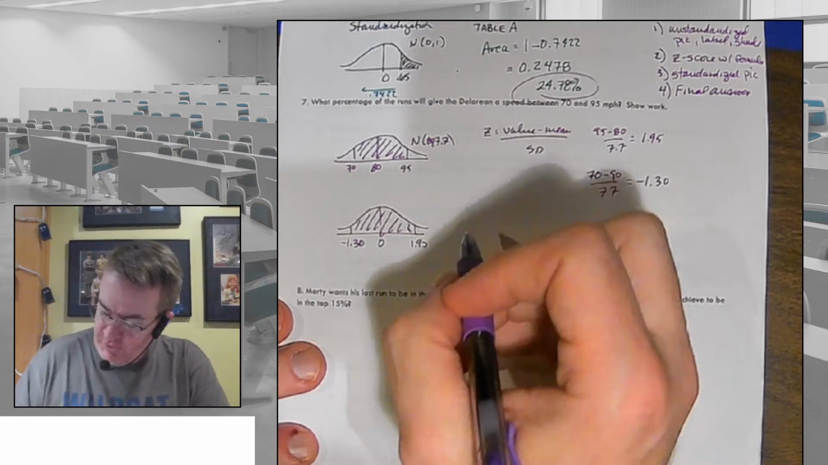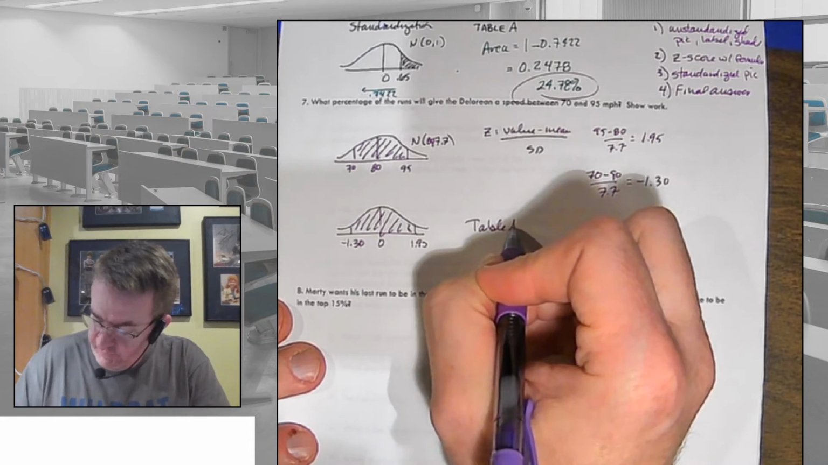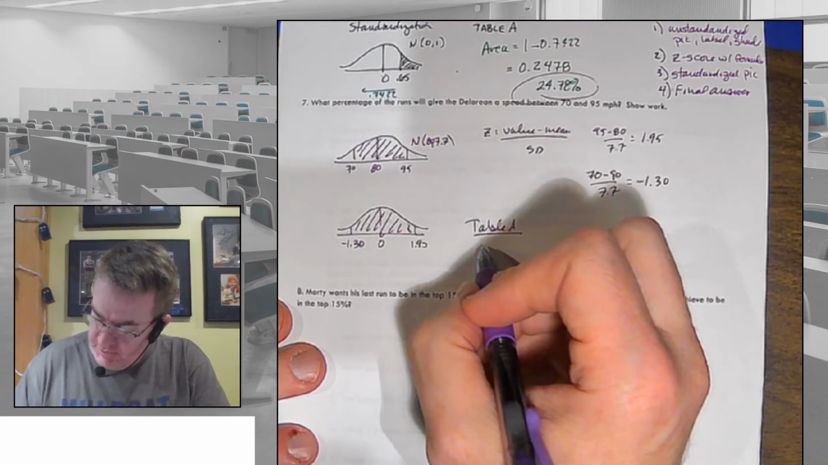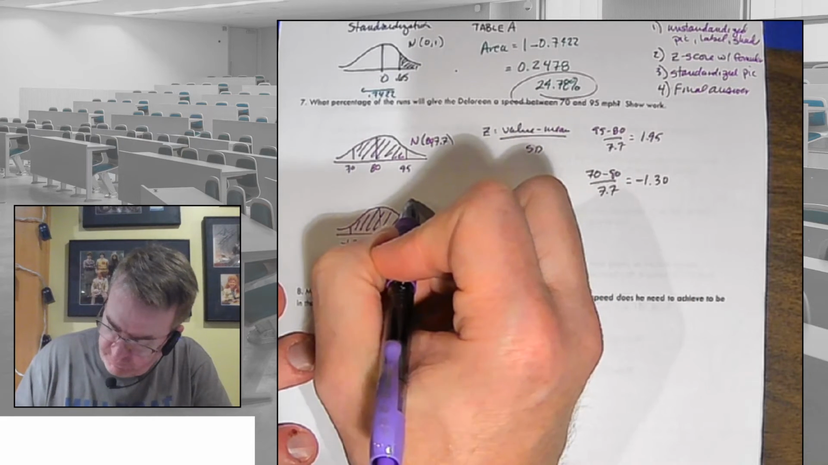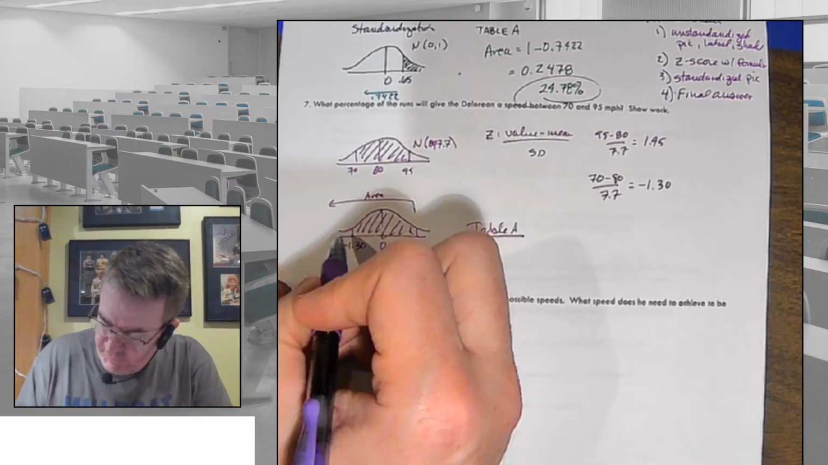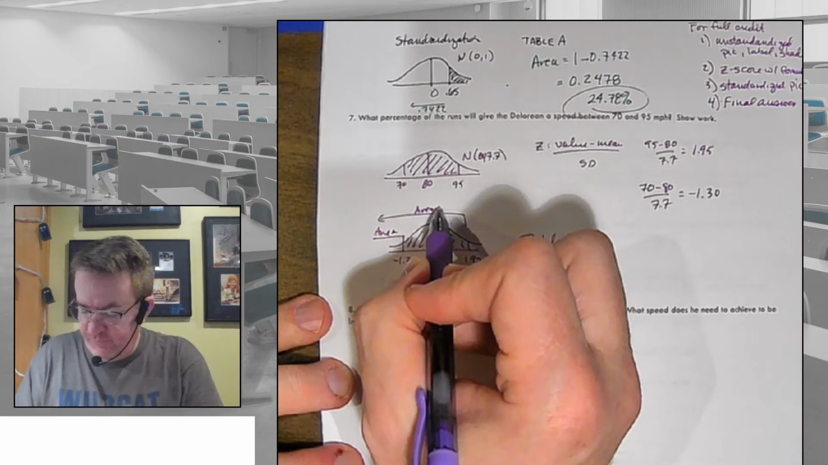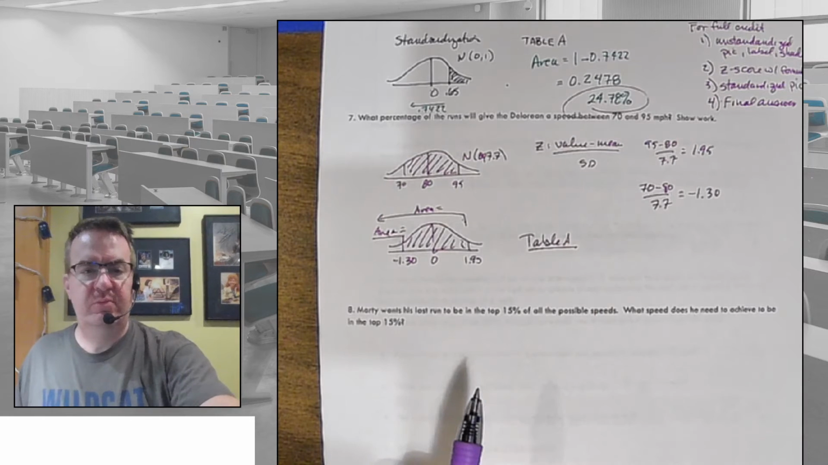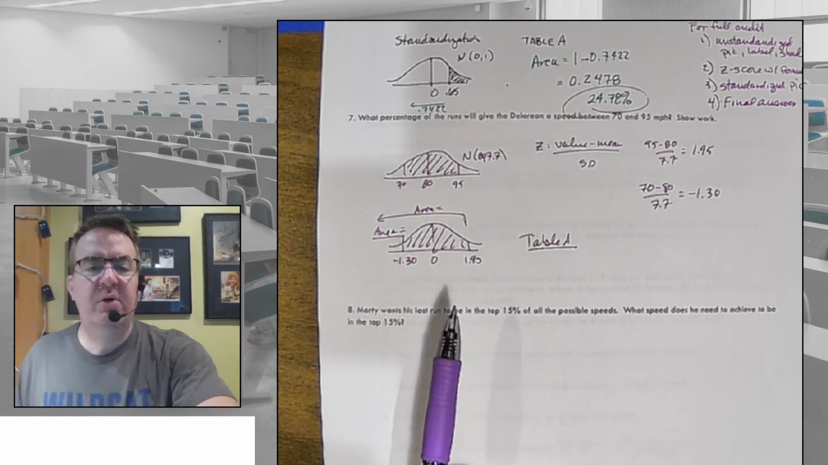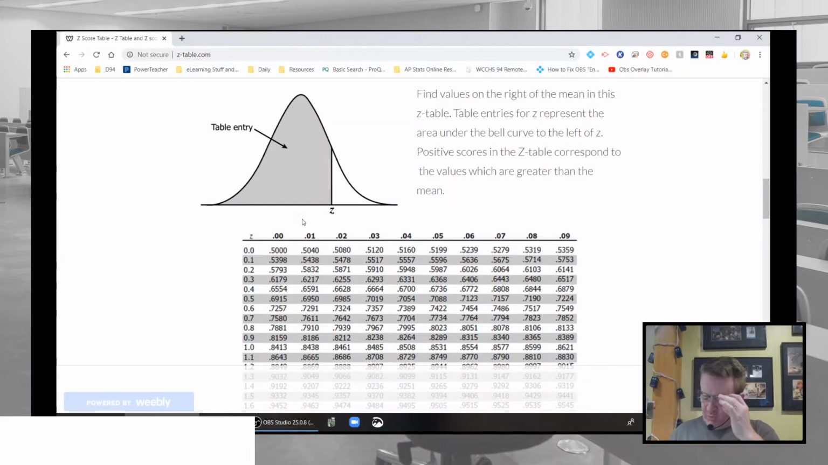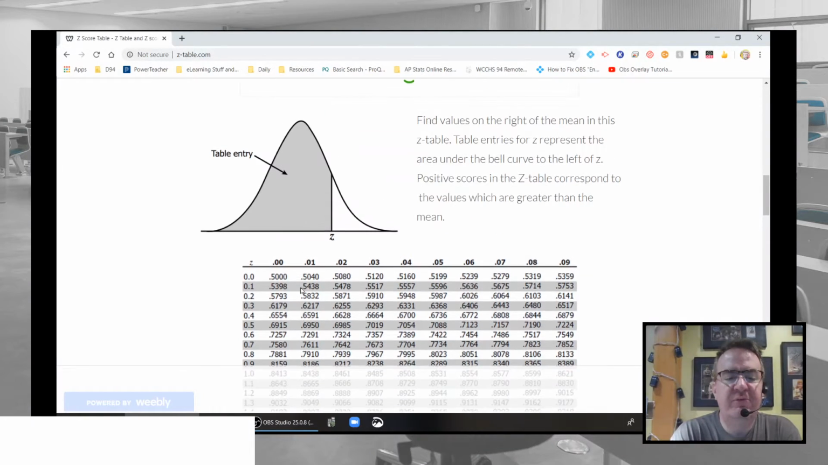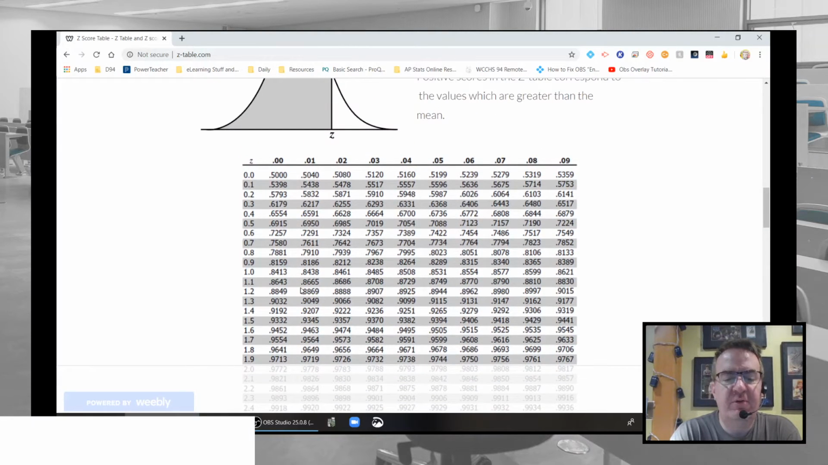So then we need 2 areas, right? So if I do table A, the first one is going to be the bigger area here, and then I need this area here. So we're going to end up actually finding 2 areas and subtracting them out. So let's go over. For the first one, 1.95, since I'm down here in the positive ones, I want 1.9, I'm going to go over to 0.5. 97.44, so that's going to be 0.9744 for an area.